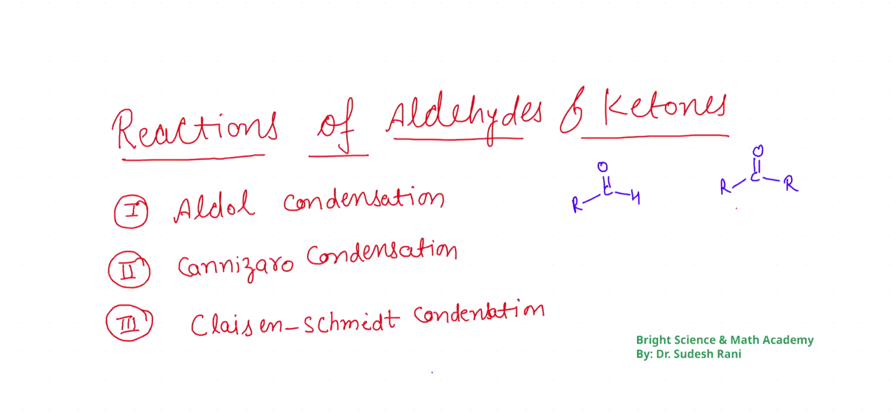Besides nucleophilic addition reactions to carbonyl groups such as aldehyde and ketone, these can also undergo several other reactions such as aldol condensation, Cannizzaro reaction, and Claisen-Schmidt condensation reactions. Today we will discuss aldol condensation reactions, what kind of intermediates and products are formed in this reaction, and what kind of mechanism it follows. So, moving toward aldol condensation.